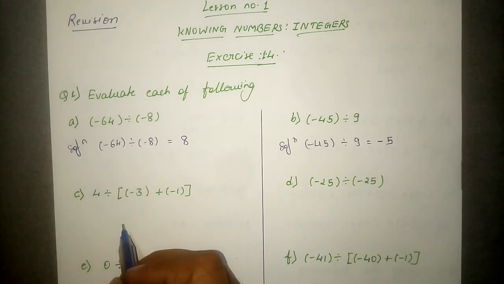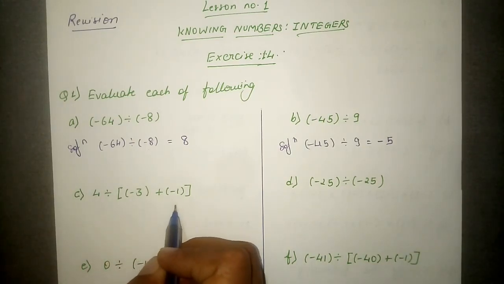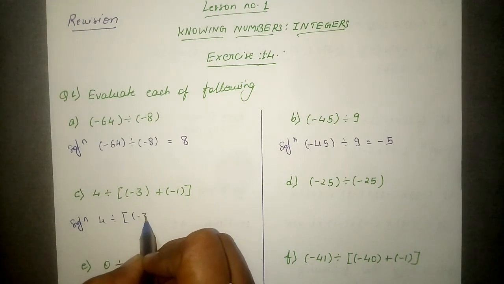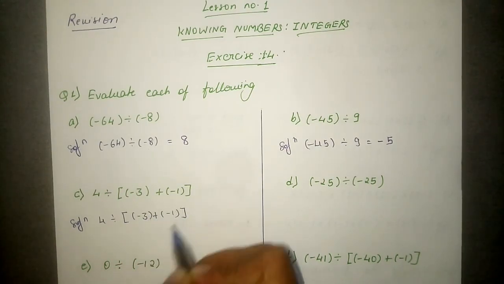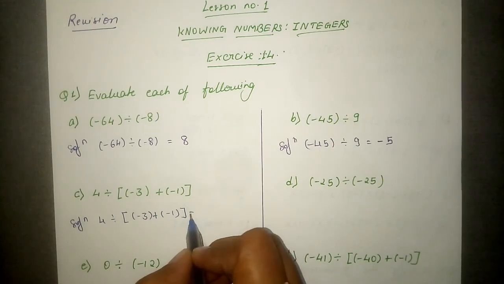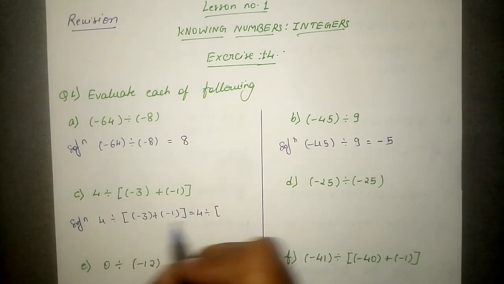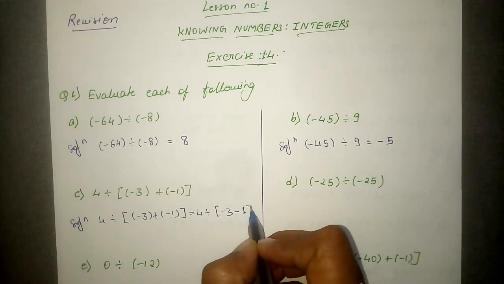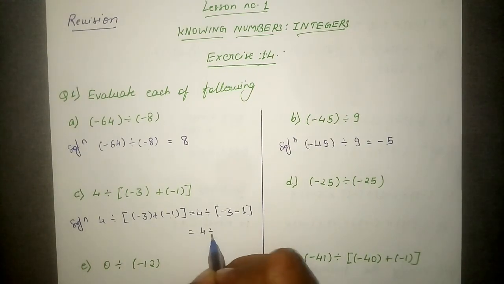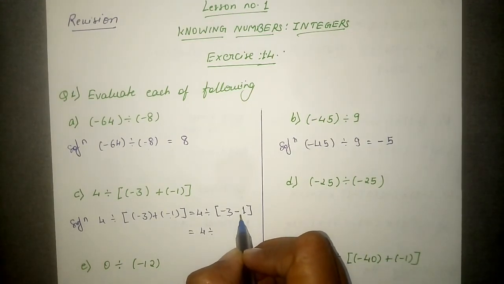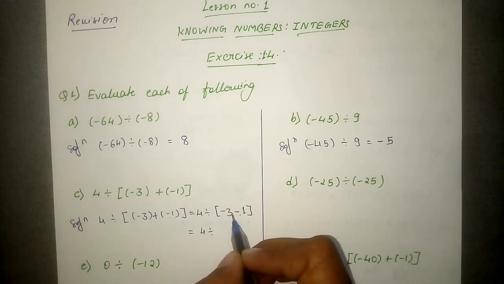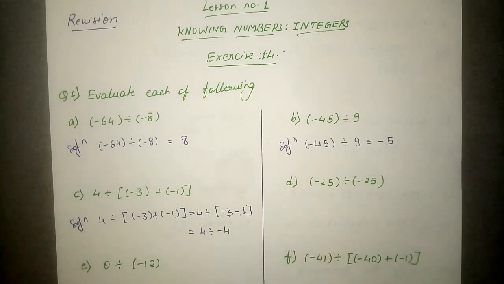Then next it is given 4 divided by minus 3 plus minus 1. So here 4 divided by minus 3 plus minus 1. So first we will simplify the bracket here. So it will become 4 divided by, so bracket minus 3 we will write as it is and plus into minus will be minus. So here minus 1, which is equals to 4 divided by minus into minus will be plus. It means here we have to perform the addition and 3 plus 1 is 4. But here 3 is the greater digit and the sign of 3 is minus. So here we will write minus 4.